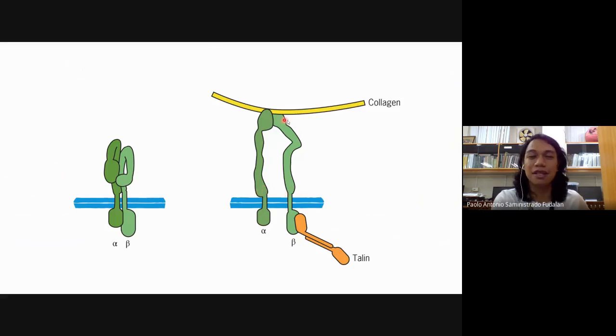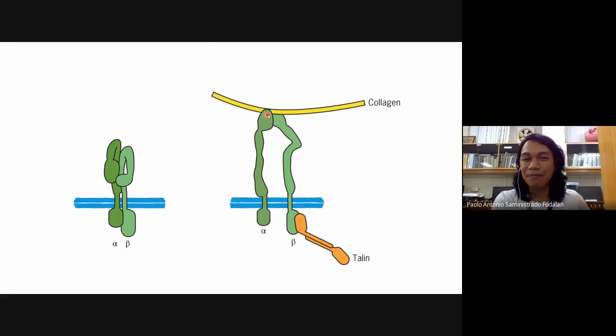What are these, the green structures? Integrins, sir. All right, so these are integrins. The name integrin could have many origins. One is that they are integral proteins. Look at this, they pass through the cell membrane, the bilayer. Number two is they integrate signals from the outside of the cell, like this collagen.